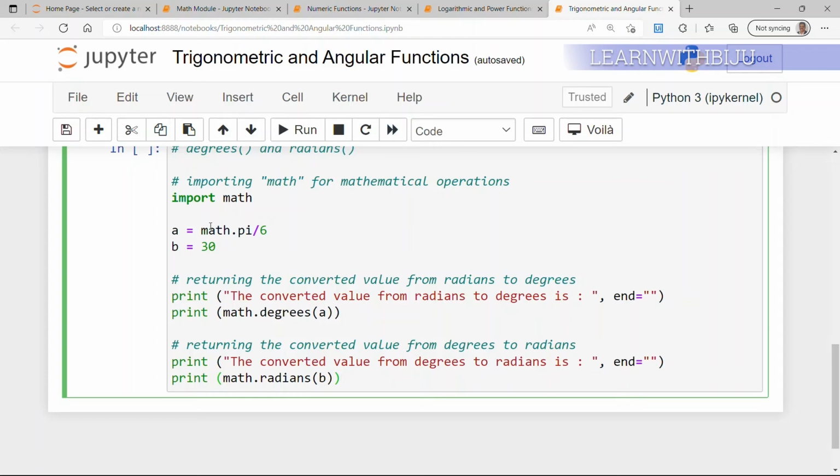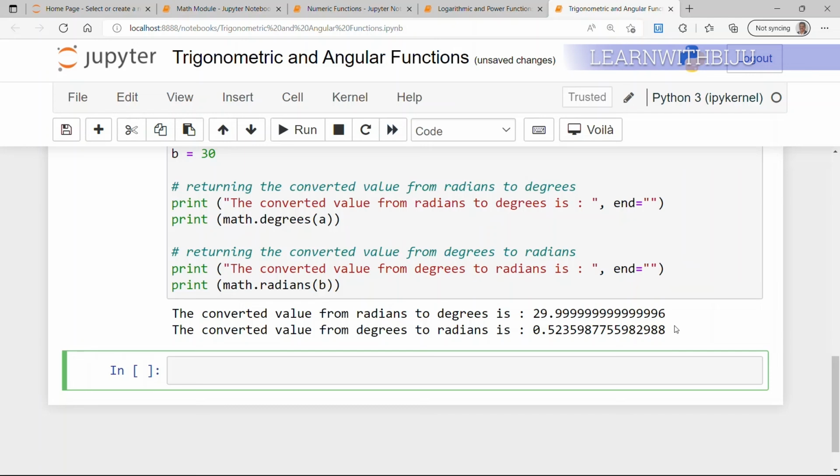So we want to get the radians equivalent to 30. When you run this program, we are using two functions: one is math.degrees, and the other is math.radians. So let's run this example and see. We are getting the converted value from radians to degrees is 29.999, and the converted value from degrees to radians is 0.5235987755982988. Okay, so we understood the use of degrees and radians.